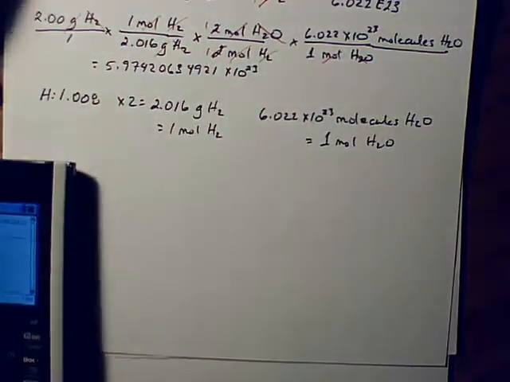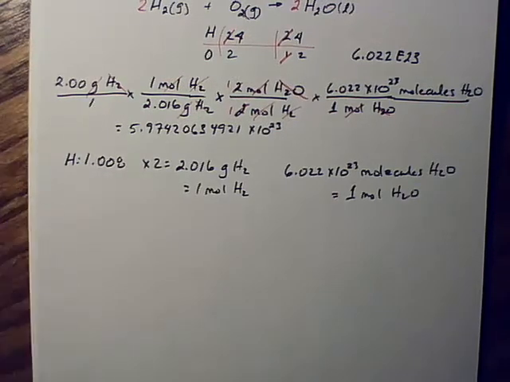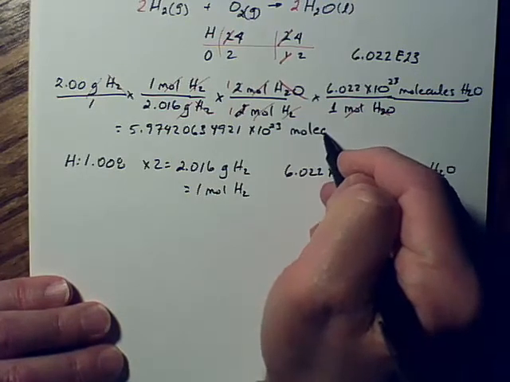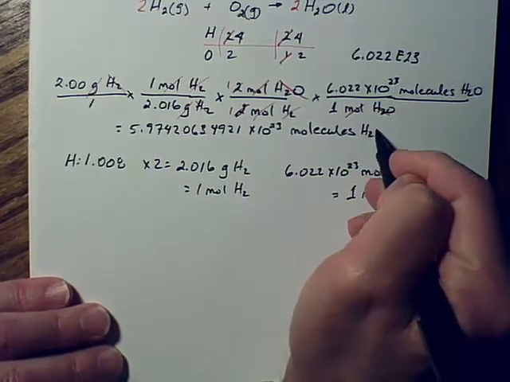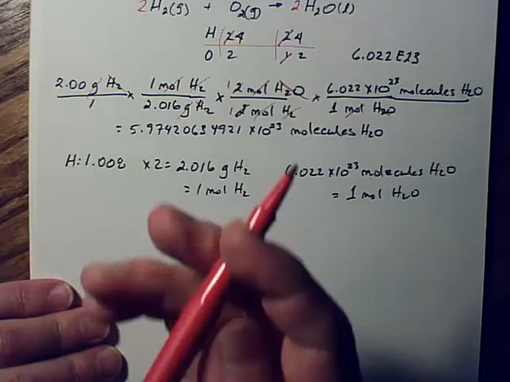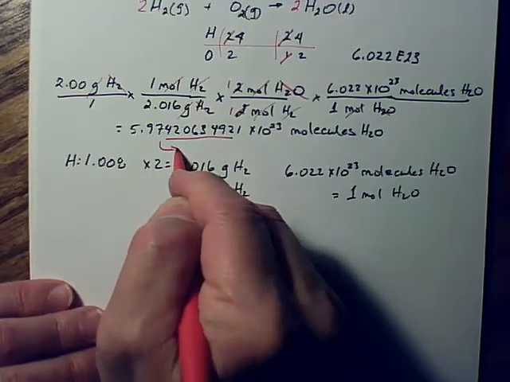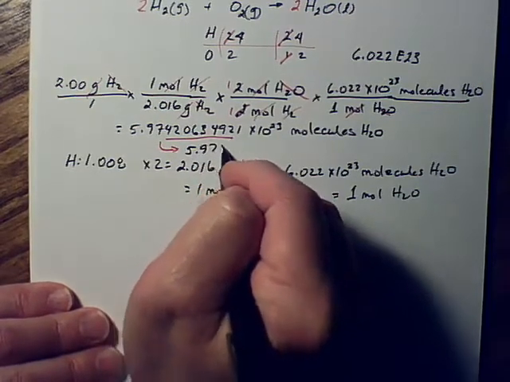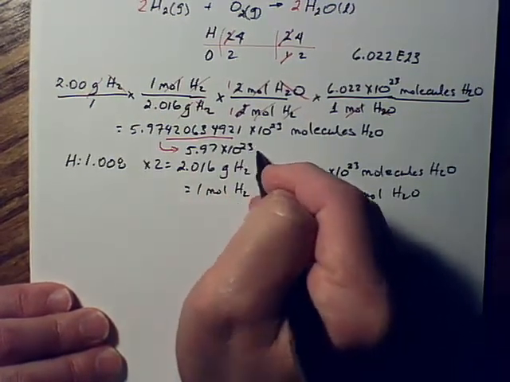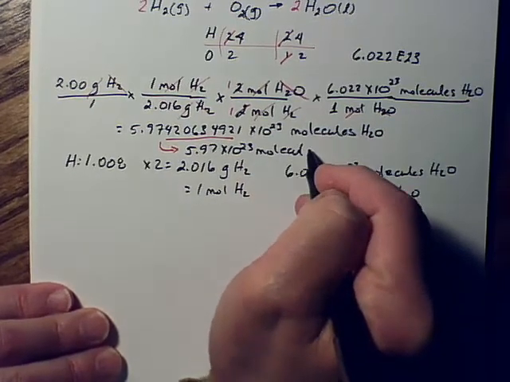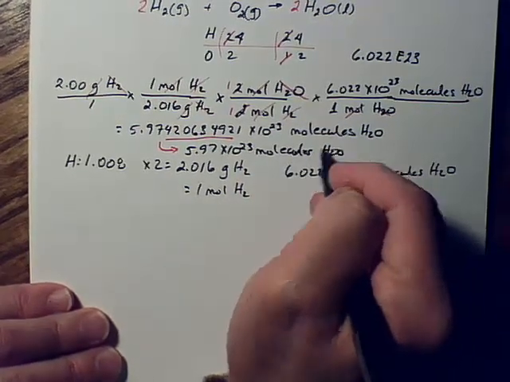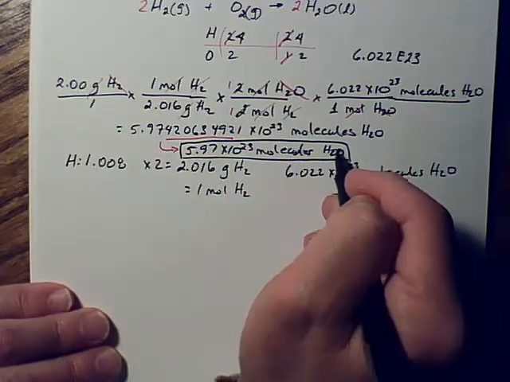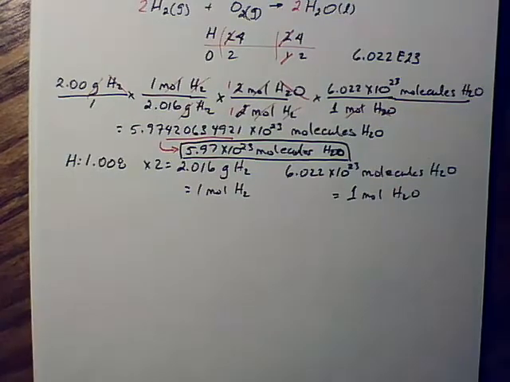All right, but it does mean the same thing as this exponential notation. So it's this many molecules of H2O. Round it off properly. Find the correct answer. 5.97 times 10 to the 23rd molecules H2O. All right. Any questions about that?